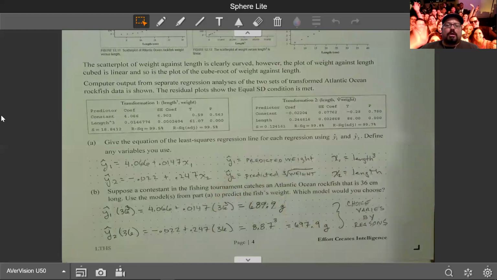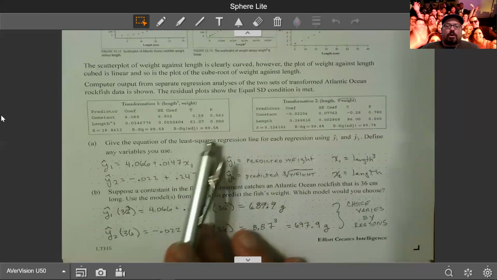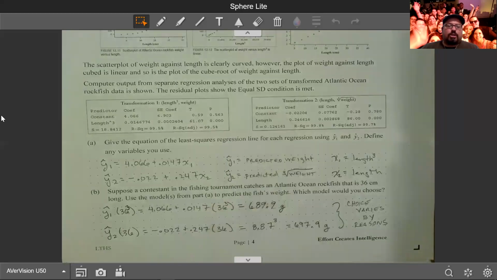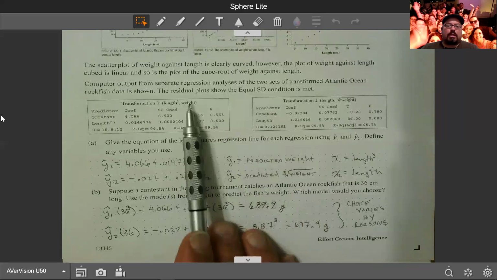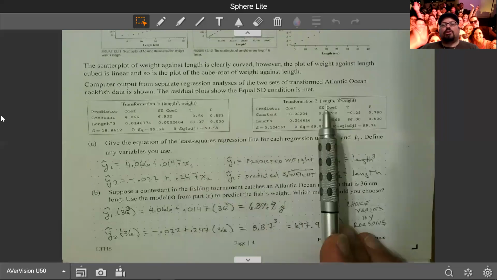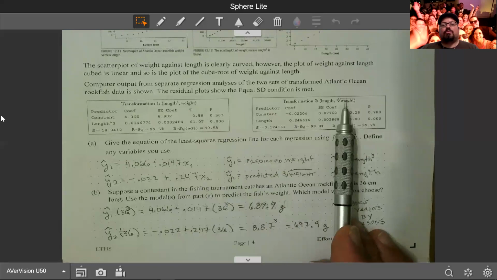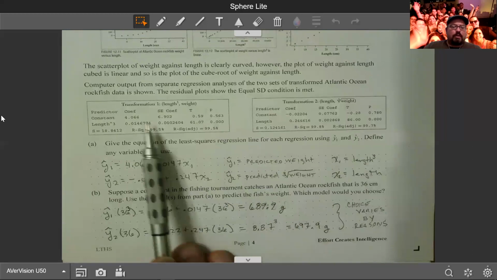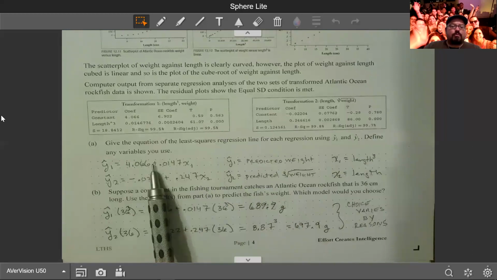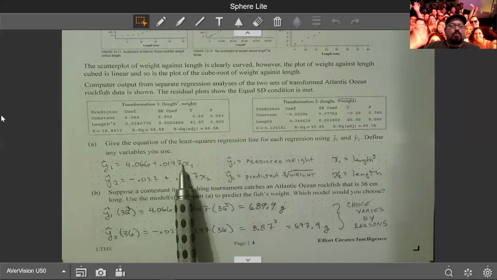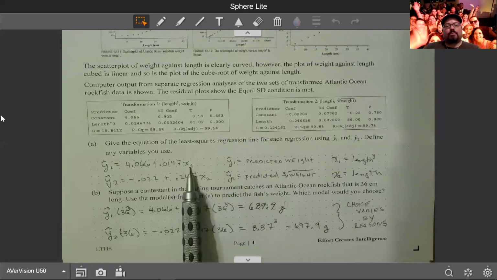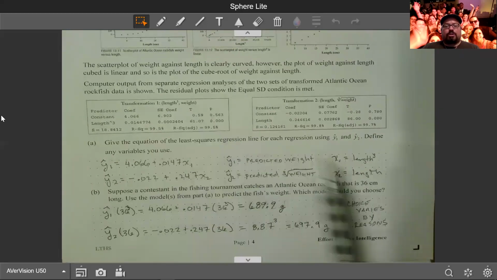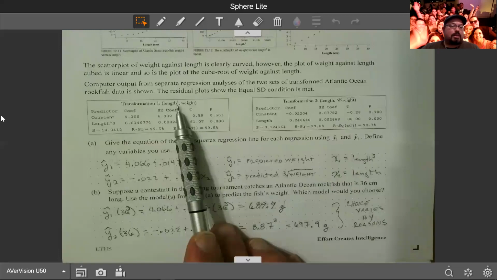And so we can ask, what would be our equations for the two different transformations we did? One transformation where we cubed the length and plotted it to the weight, and the other where we left the length alone and plotted it to the cubed root of the weight. My first equation is 4.066 plus 0.0147x. We'll call that y hat 1 and x sub 1. Y hat 1 is going to be the predicted weight, and x1 is going to be the length cubed. That's what we plotted.